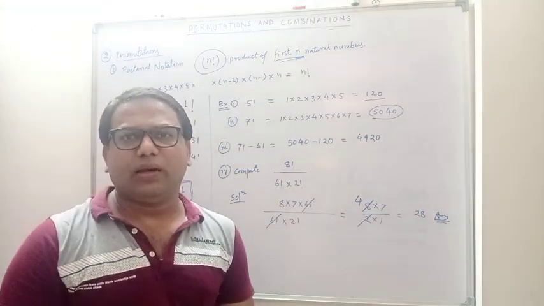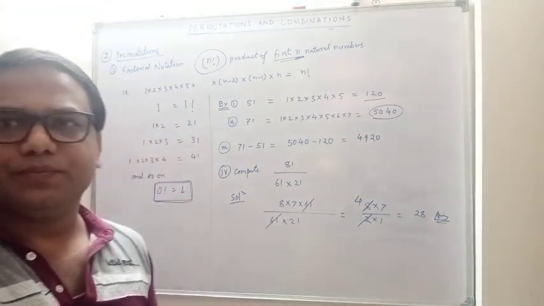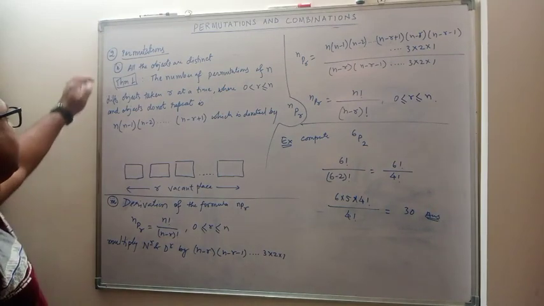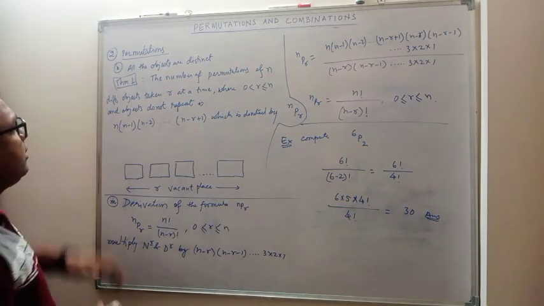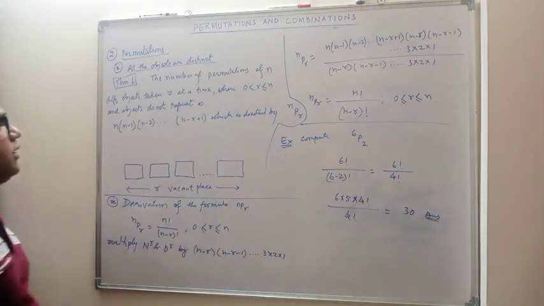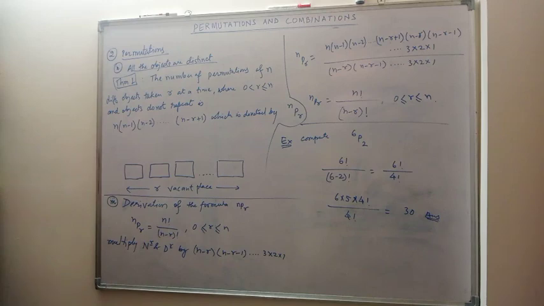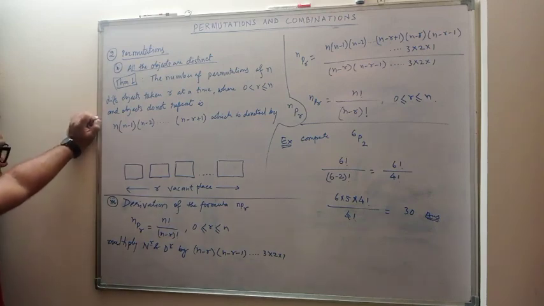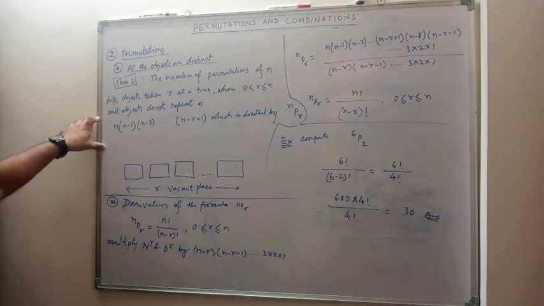So you can solve exercise 7.2. Now coming to the second point, that is all the objects are distinct. If there are so many events and nothing is repeating, we can derive some formulas over there, and also we will have some more theorems over there.